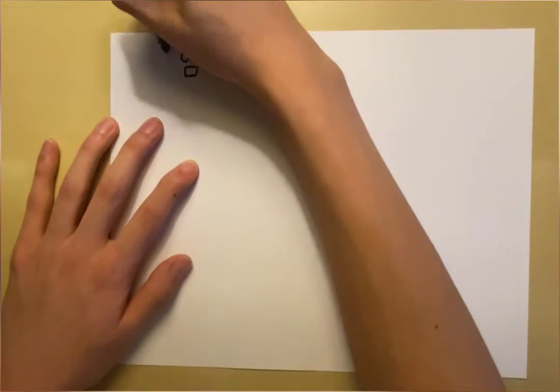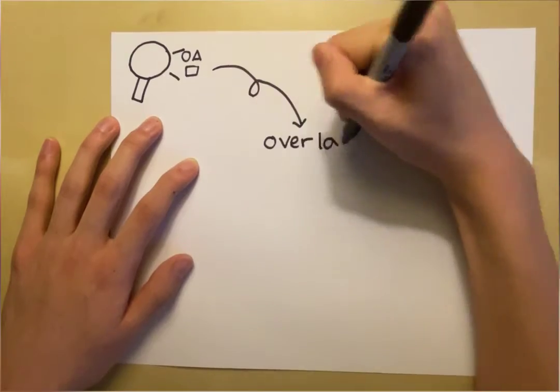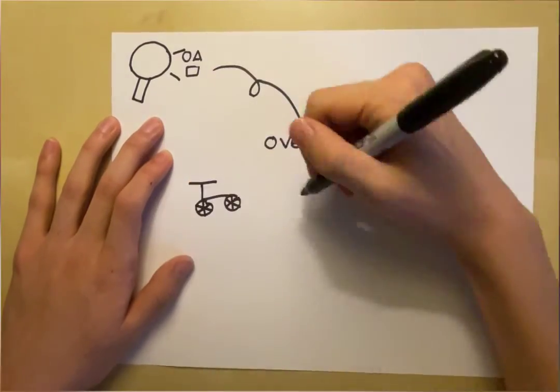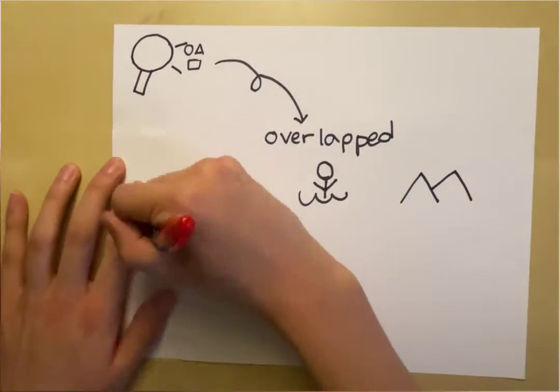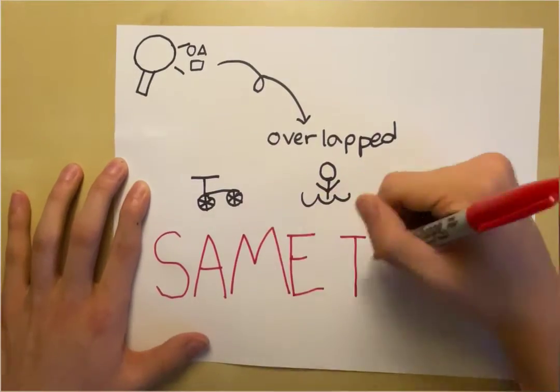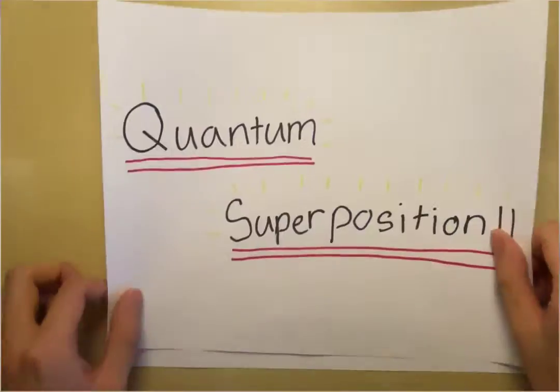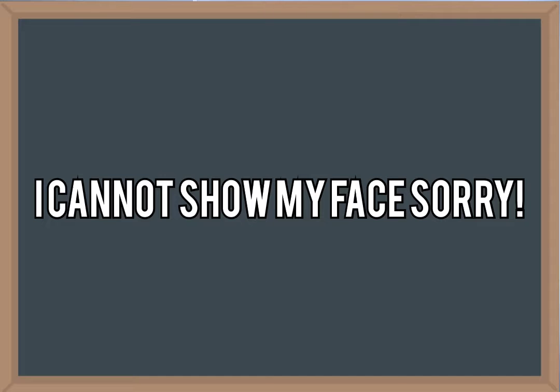Now, before we check what these particles are up to, all the choices of activities are overlapped, meaning that before we check, they are biking, swimming, and hiking all at the same time. This is called quantum superposition. So how do we use this quantum superposition to make a quantum computer?